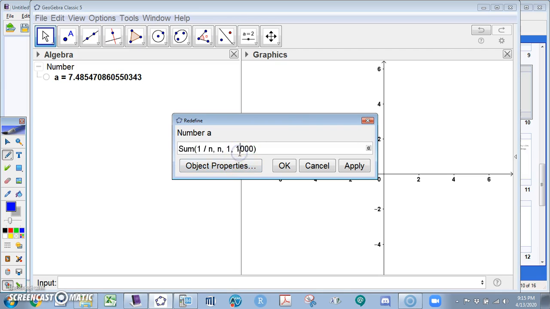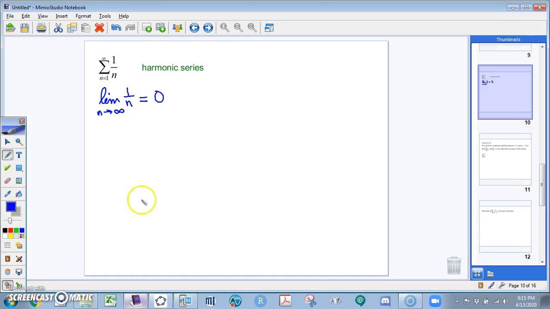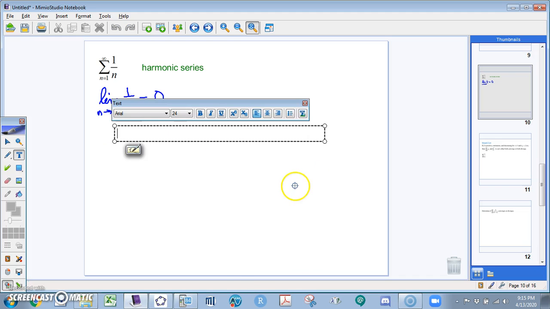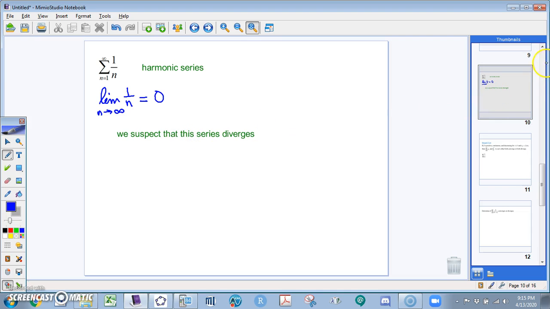This is just continuing to go up. I wonder if it'll do 10,000 terms. 9.78. So no matter what, this just keeps getting bigger and bigger. It doesn't seem to be slowing down. It doesn't seem to be approaching any particular number. So our suspicion is that this series diverges. So that definitely shows us that just because the sequence has a limit of 0, it doesn't mean that the series is going to converge.